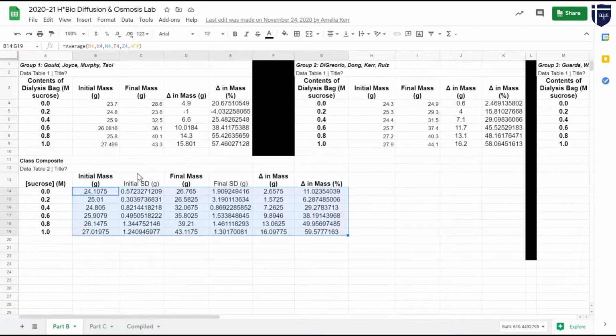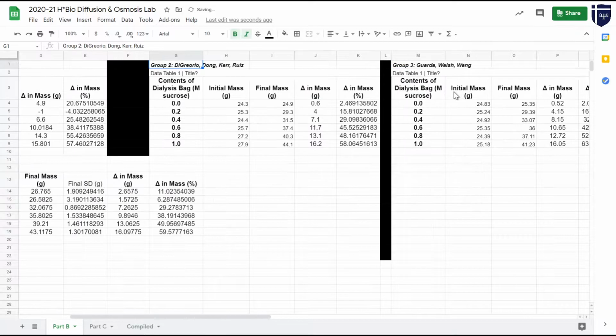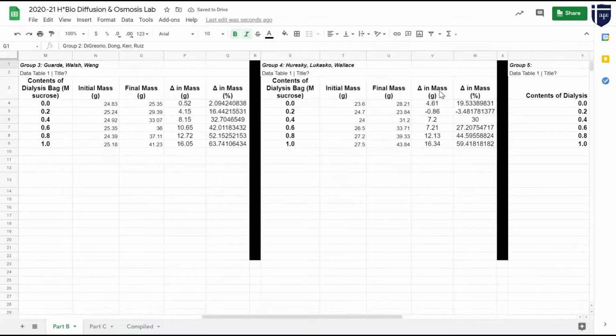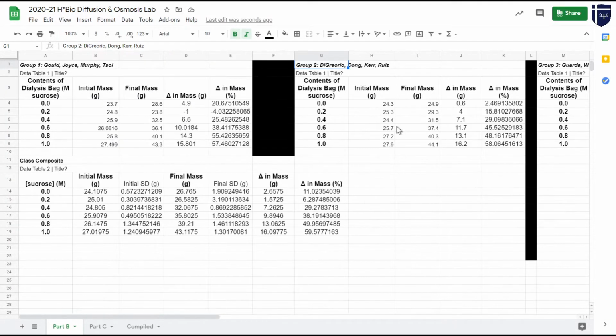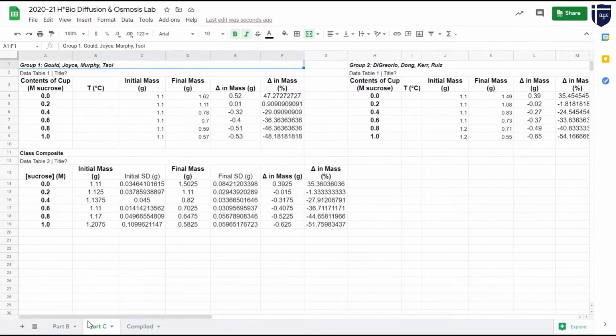Anyway, so this is Part B, and you see this is the case for each group. So here's Group 1, here's Group 2, and I believe there were 4 groups. Yep, 4 groups. And then there was nothing in Group 5. Okay. For Part C, you took cores of a potato.